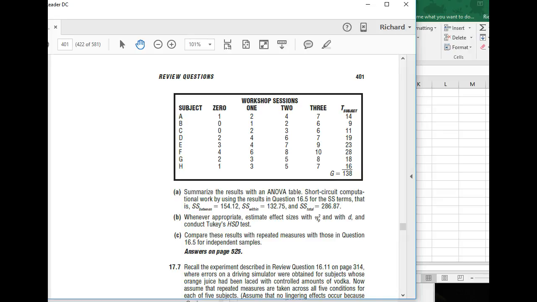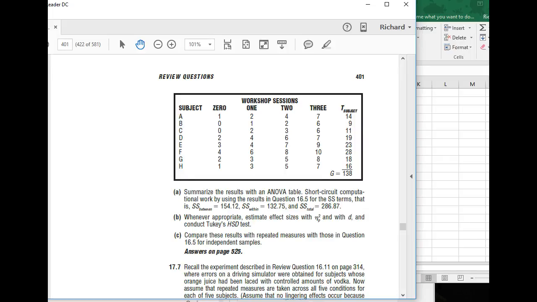So we're going to take 14 squared divided by 4, 9 squared divided by 4, 11 squared divided by 4, 19 squared divided by 4, 23 squared divided by 4, 28 squared divided by 4, 18 squared divided by 4, and 16 squared divided by 4. Square before you divide by 4, add all these things up, and then you're going to subtract G squared divided by the total number of data items that you have. So we're going to take 138 squared divided by 32, and we'll take the difference between the sum of these squares divided by 4 and this square divided by 32.